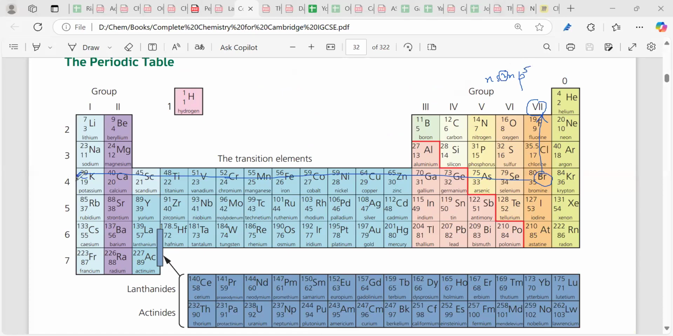And so what is n? What is n for bromine? 4. It will be 4s2, 4p5. Is it clear? Understood. 4s2, 4p5. Did you get this thing? Fine. Got it. Understood that. Is it clear to you? Yeah.